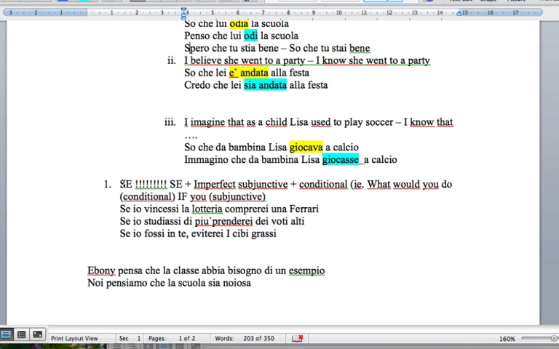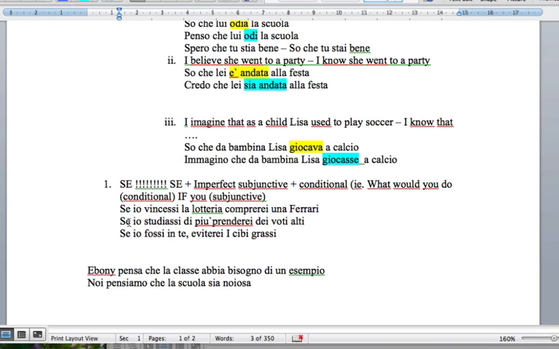This is a new thing, this final thought. Se also should ring alarm bells. When you have se, it's more often than not followed by the imperfect subjunctive plus the conditional. So what would you do, and that's expressed in the conditional, if you, and that's in the subjunctive. So what I mean is, se io vincessi la lotteria, comprerei una Ferrari. If I were to win the lottery, and that if clause is expressed in the imperfect subjunctive, what would I do with that? Comprerei una Ferrari, and that's expressed in the conditional, because this can only exist under that condition. Se io studiassi di più, prenderei dei voti alti. If I were to study more, I'd get higher marks.